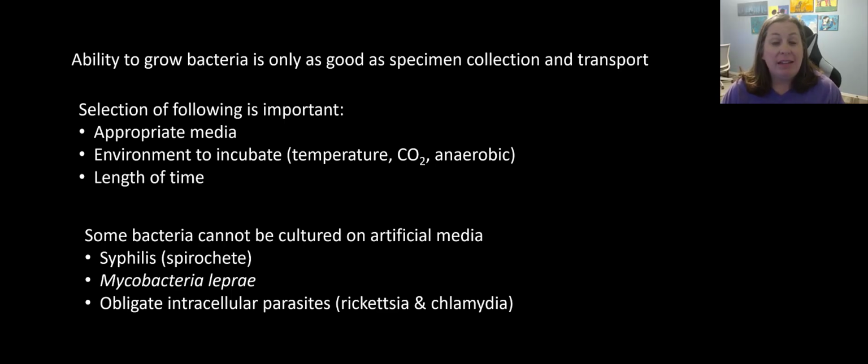Now, we do have some bacteria that cannot be cultured on these plates like we've seen. These are things like syphilis and Mycobacterium leprae, so leprosy, which cannot be grown on plates. And any obligate intracellular parasites like rickettsia and chlamydia cannot grow on plates either. So you have to look at different options when you're diagnosing some of that. For leprosy, a lot of times they can grow it on armadillos' foot pads, because they like the lower body temperature of the armadillo. That's why leprosy grows better at your extremities, like the tips of your fingers and toes, places that are a little cooler. But you can't grow it just on artificial media.